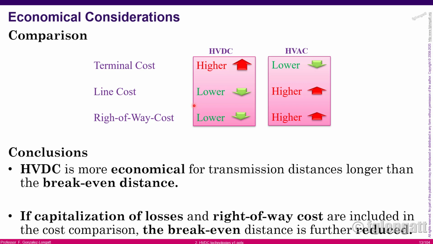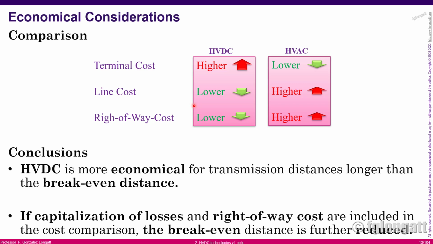Okay, what is the conclusion? Well, the conclusion is HVDC is cheaper for transmission distances that are quite long. However, the break-even distance is reducing, and if the capitalization of losses and right-of-way costs are included in the cost comparison, the break-even distance is further reduced. Okay. And we are talking here about classical overhead transmission lines.